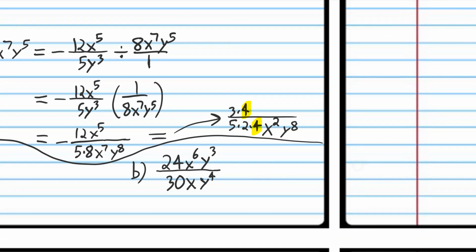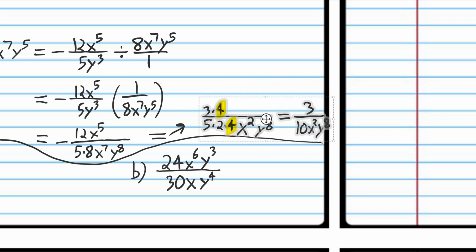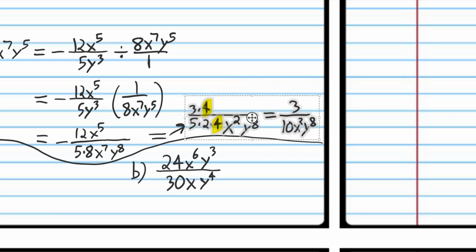And our final answer, I'm going to have to move this over a little bit. I'll be sure to give you enough room so you don't have to mess with this on the actual test. So it's going to be 3. The only thing on top is 3. 5 times 2 is 10, and x squared y to the 8th. Let me just move that over a little bit. So that's the final answer for that one.